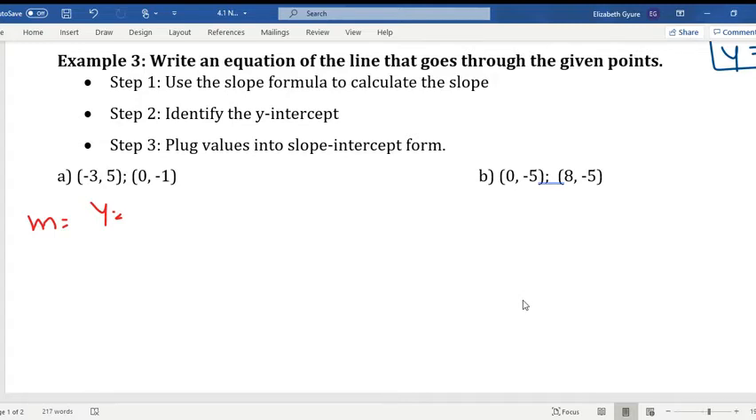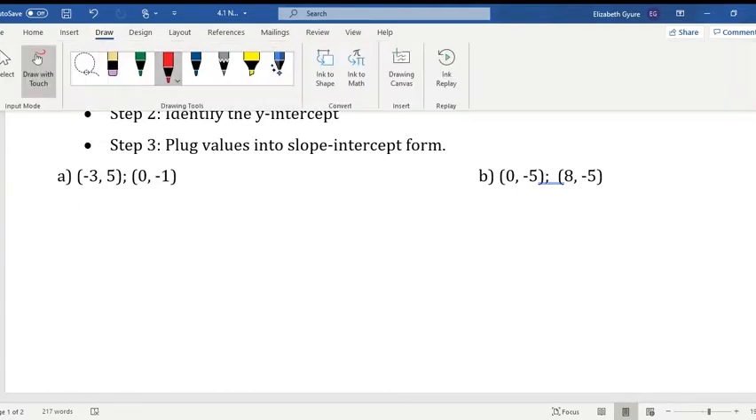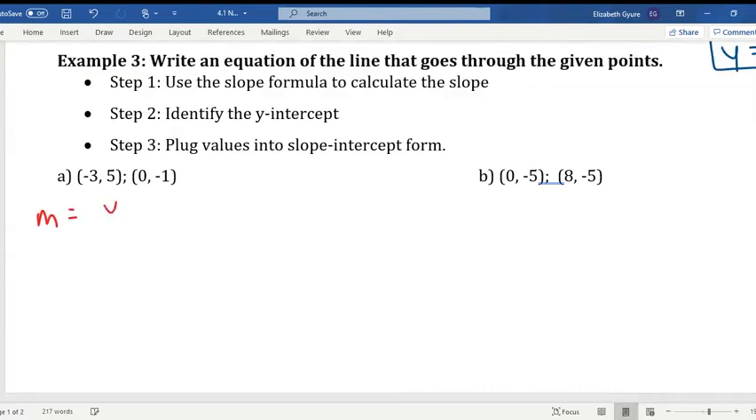Okay, so with these, what we were going to do is write an equation of the line that goes through the points. Step 1 was going to be to use the slope formula. Step 2 is identify the y-intercept, and then step 3 is plug the values into the slope-intercept equation. It's just really one extra step. Okay, let's see if the pen is working. All right, for a little while at least. We shall find out. All right, so remember for your slope, you do y2 minus y1 over x2 minus x1.